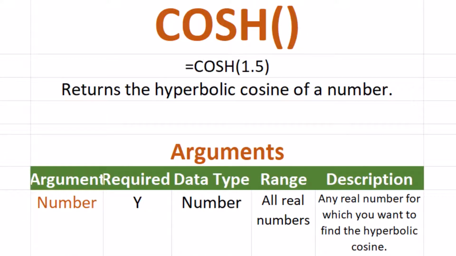Today I'm going to describe the function syntax and usage of the Excel function COSH, also known as the hyperbolic cosine function in Microsoft Excel. The Excel function COSH returns the hyperbolic cosine of a number. The hyperbolic cosine function syntax has the following arguments. Number. This is a required argument which can be any real number.